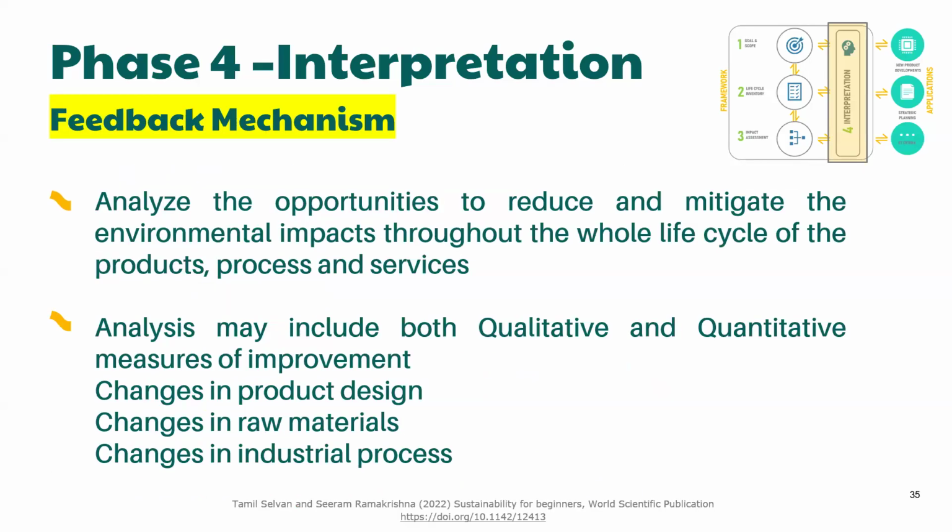So if you see closely, the interpretation stage acts as the feedback mechanism to analyze the opportunities to reduce and mitigate the environmental impact throughout the whole life cycle of the product, process, or any services. With this analysis, you can implement changes in your product design, and you can change your raw materials, and you can change a different industry process. So this will help you to precisely map out the damages and hotspots in each of your stages, and it can help you to communicate with the wide stakeholders of your product.